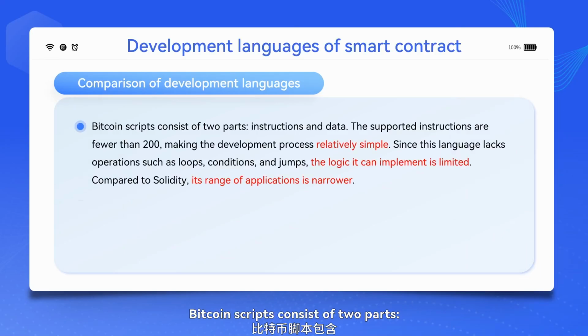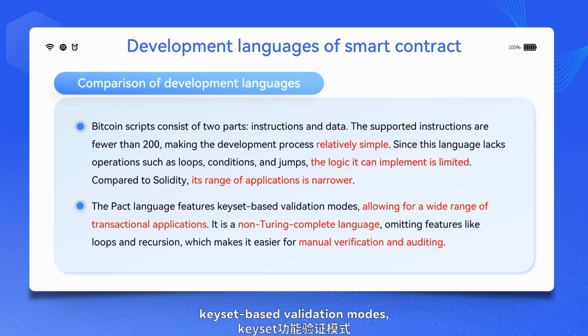Bitcoin scripts consist of two parts: instructions and data. The supported instructions are fewer than 200, making the development process relatively simple. However, because it doesn't support loops, conditions, or jumps, the logic it can implement is quite limited. The Pact language features keyset-based validation modes, allowing for a wide range of transactional applications. It is a non-Turing-complete language, omitting features like loops and recursion, which makes it easier for manual verification and auditing.